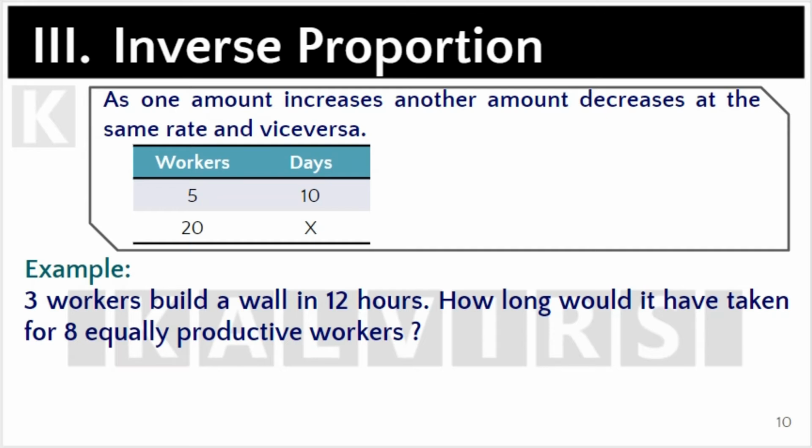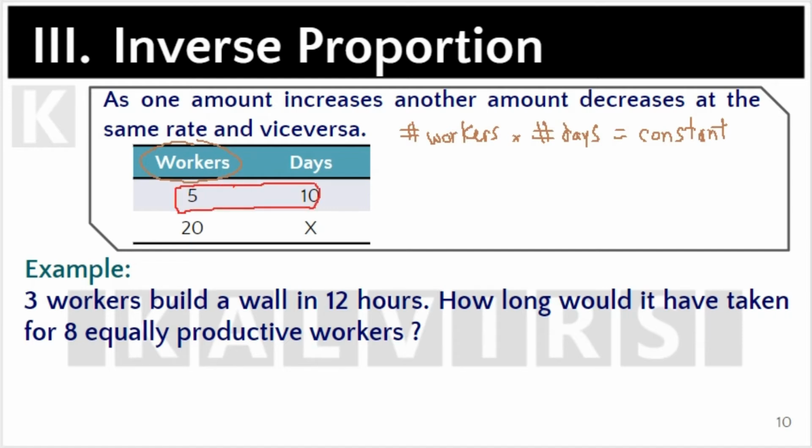Inverse proportion. As one amount increases, another amount decreases at the same rate and vice versa. So, if two quantities are inversely proportional, their product is always the same. The product is a constant. For instance, the number of workers is inversely proportional to a number of days. Therefore, their product is a constant. It's always the same.